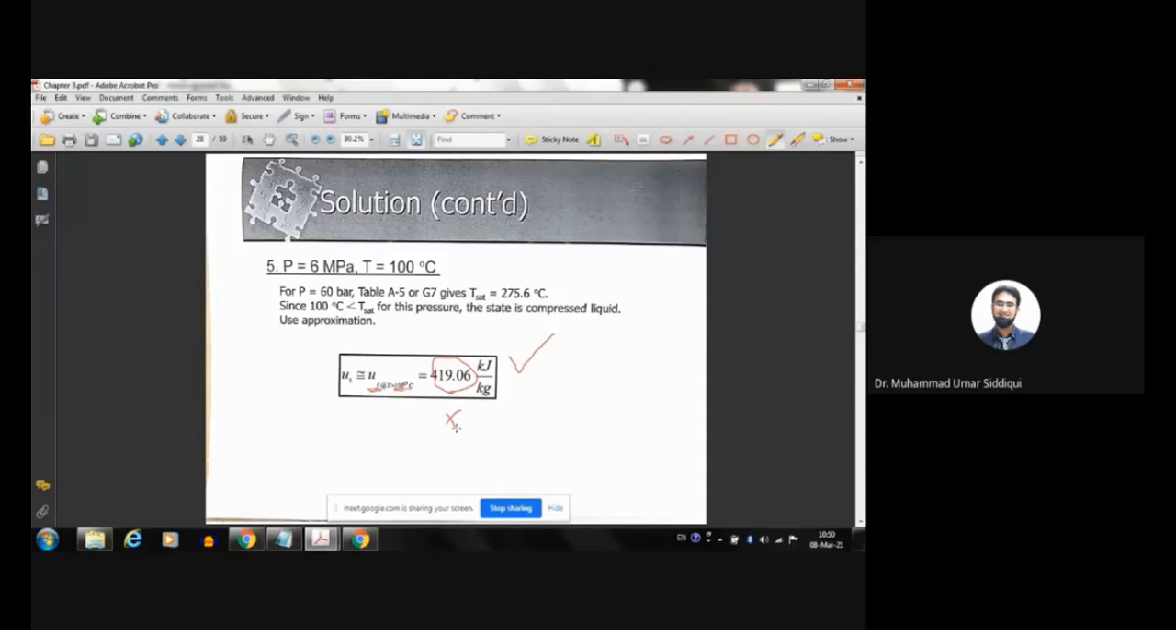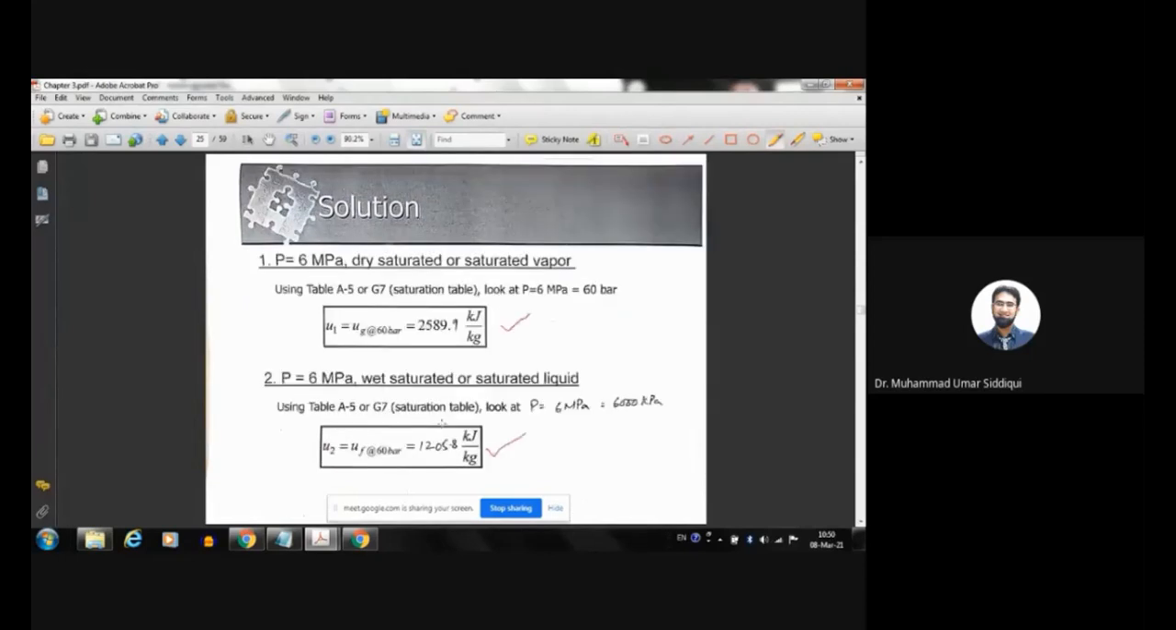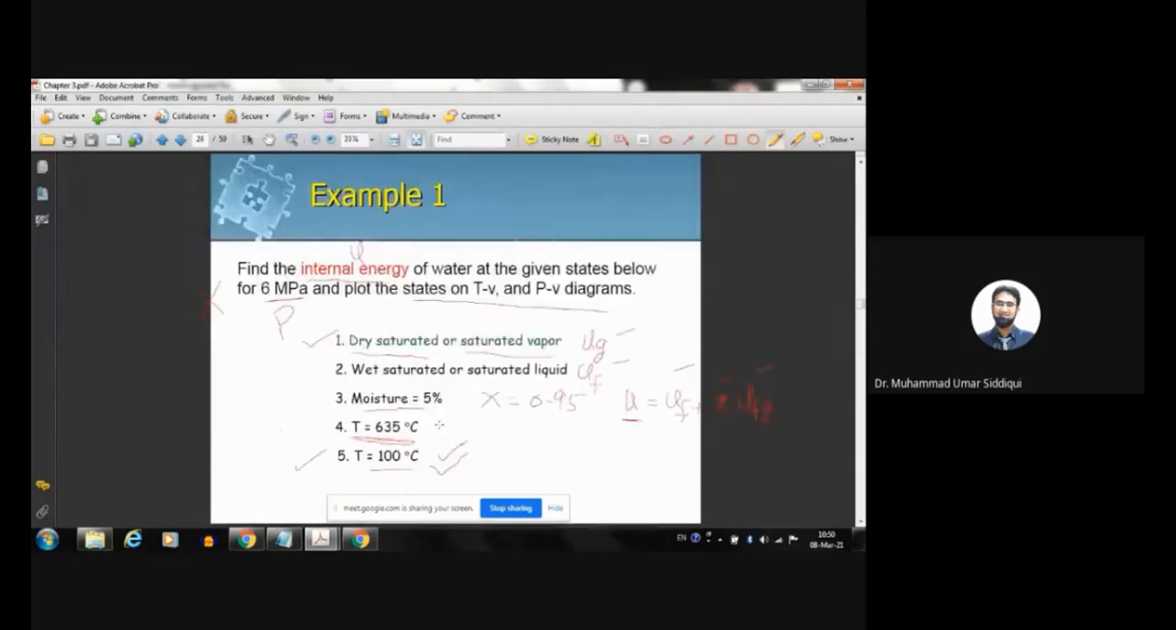So I have done the solution of this first problem by using the thermodynamic tables. We also discussed the linear interpolation. Is there anything within the solution of this problem which is not clear? Please feel free to ask.